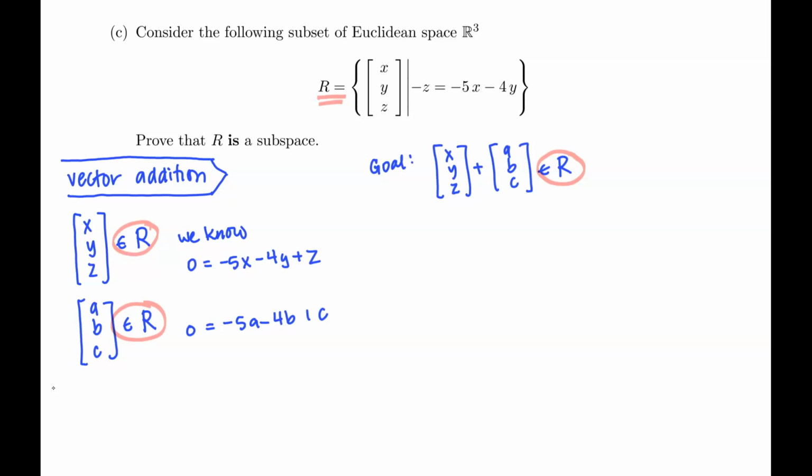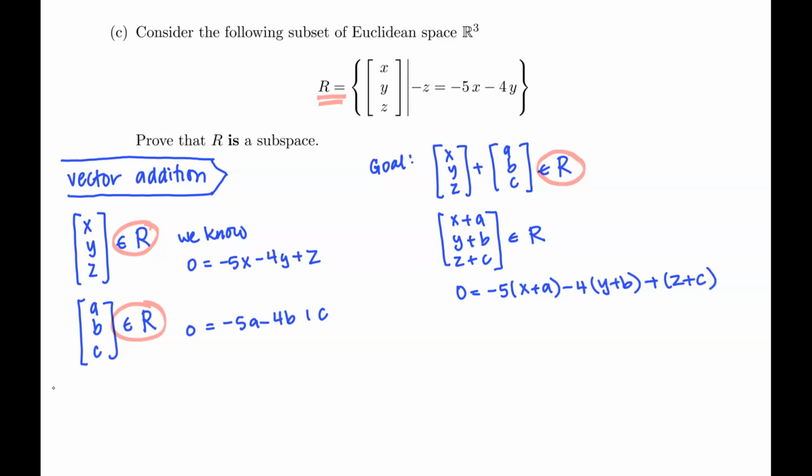All right, so if we want to show this, we now can do vector addition. We know this because we've defined vector addition as just adding the individual elements of the two vectors. In order for this to be within R, we need the following to be true: 0 is equal to negative 5 times the first element, minus 4 times our second element, and then plus our third element.